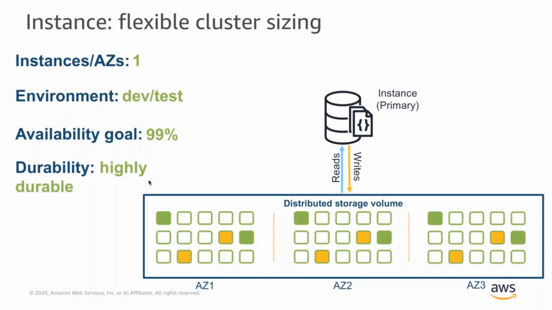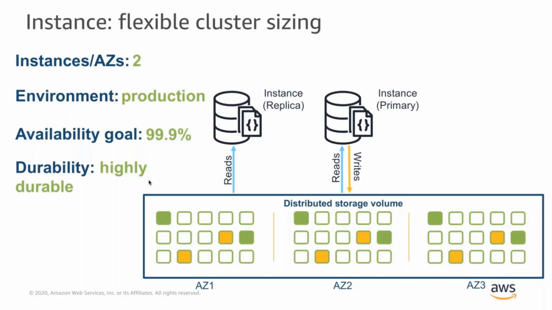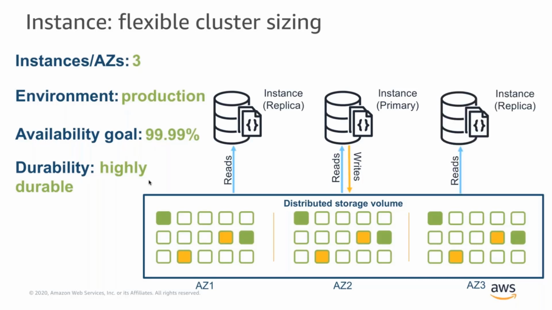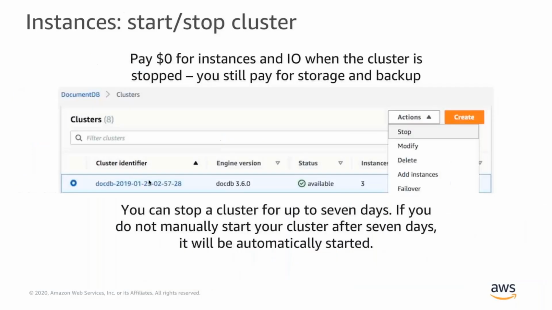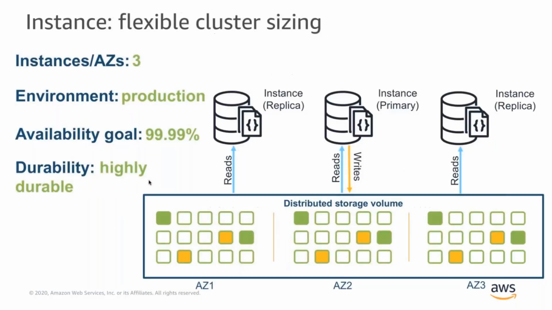So we see this as a very popular option for people to save money on dev test workloads, but not have to worry about the durability of their data, right? You're still going to get 6-way replicated storage across 3 AZs, whether you have one instance in your cluster or 16. You can certainly always add instances, increase availability, and increase read capacity in your cluster to fit your needs. So that's super helpful, right?